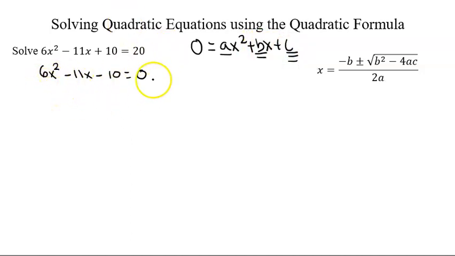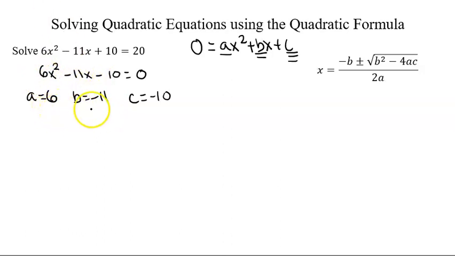So in this case, what I like to do is always write this down. The A value in this equation is 6. I'm going to put A equals 6. In this situation, B is going to be negative 11. And C is negative 10. So the signs matter. And notice how for A and B, the x and x squared don't get written. I don't care about them. I care about just the numbers.